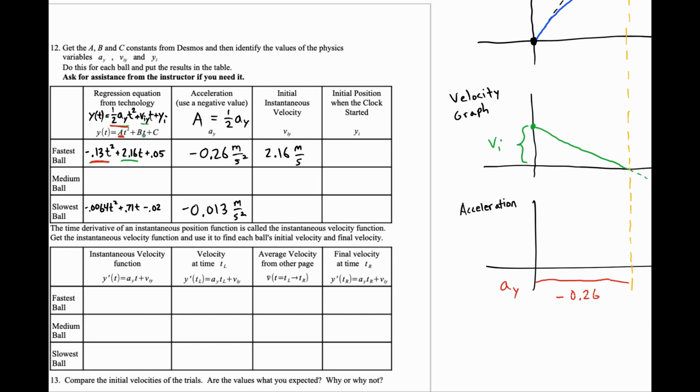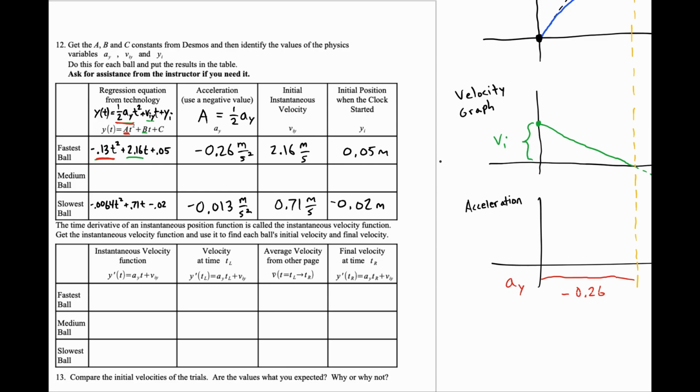Here you don't have to do anything to the number because VIY just is in the place of B. Down here it was 0.71 meters per second. Initial position 0.05 meters and 0.02 meters. All right, so that is that.